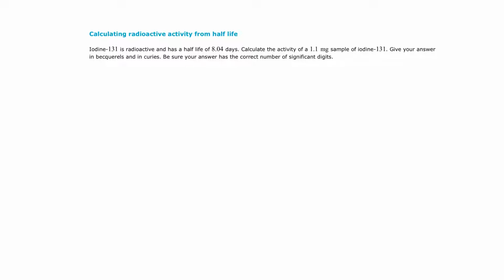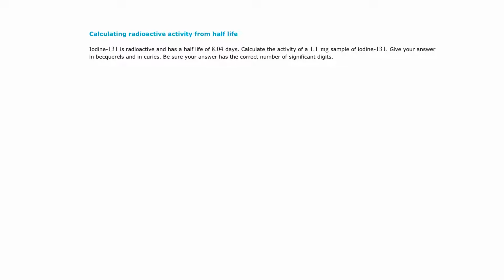So, you have got two ways that you calculate radioactivity. The first one is in becquerels. Becquerel was one of the earliest guys to study radioactivity. And the second one is in curies, also a famous scientist who studied radioactivity.